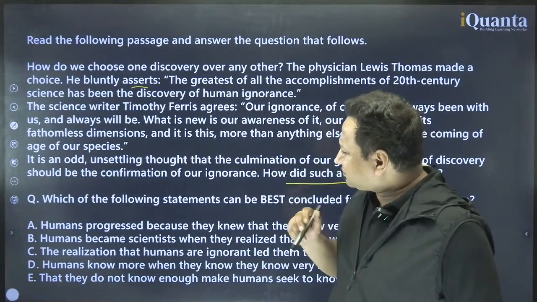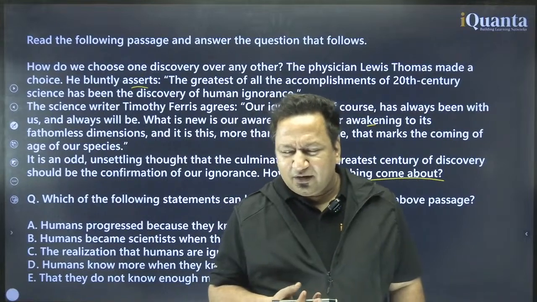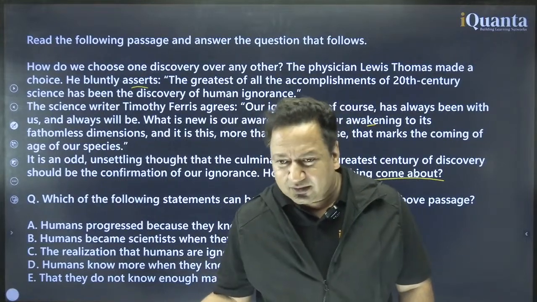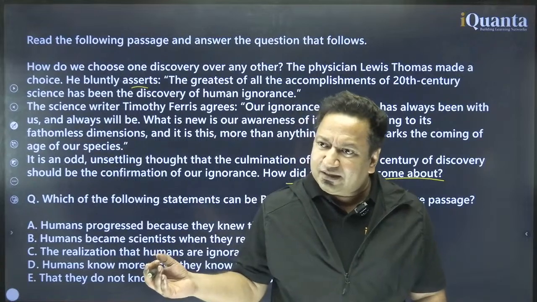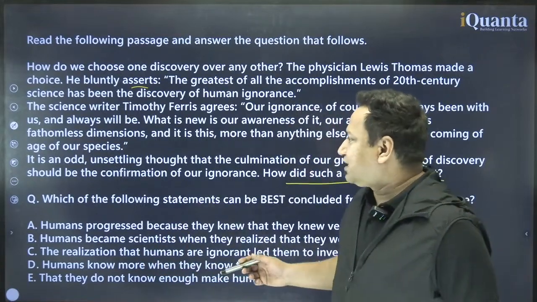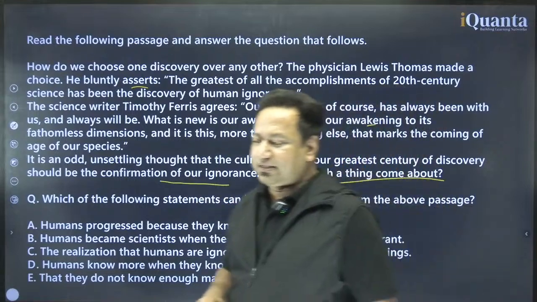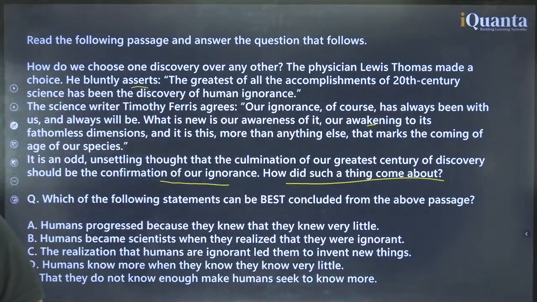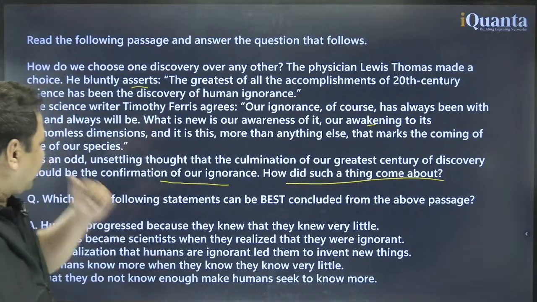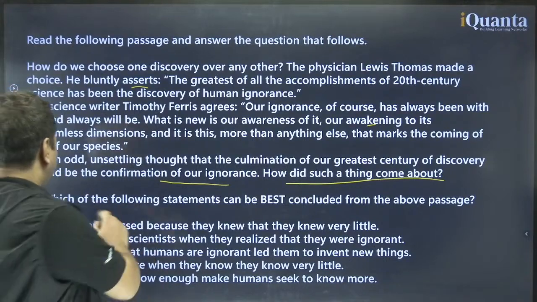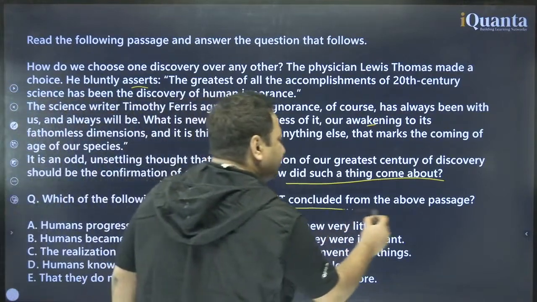That in the century in which we have discovered a lot, how does it happen that this happened? Because somehow we conformed to our ignorance. That is what the author is posing as a question, isn't it? So now we need to understand what conclusion. Which of the following statements can be best concluded from the above passage?